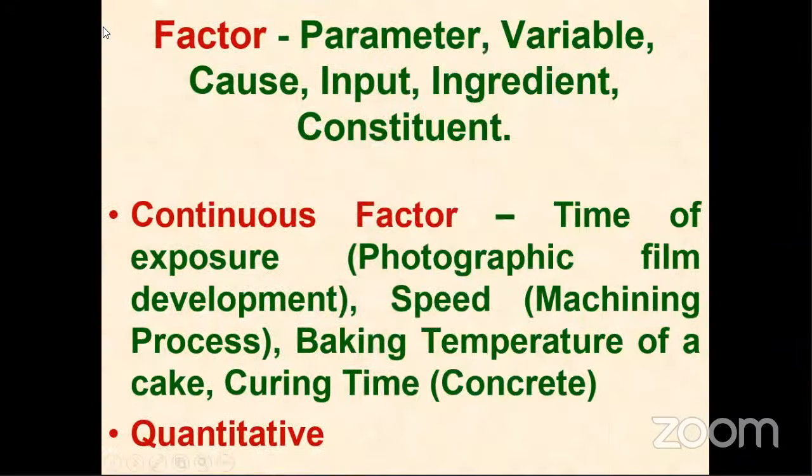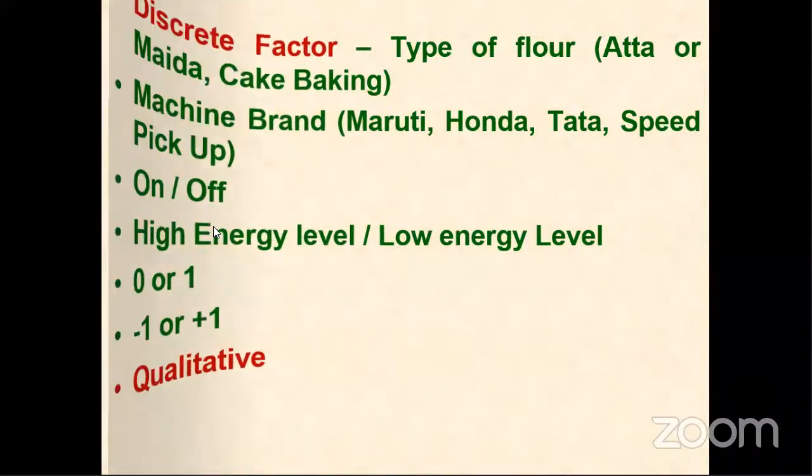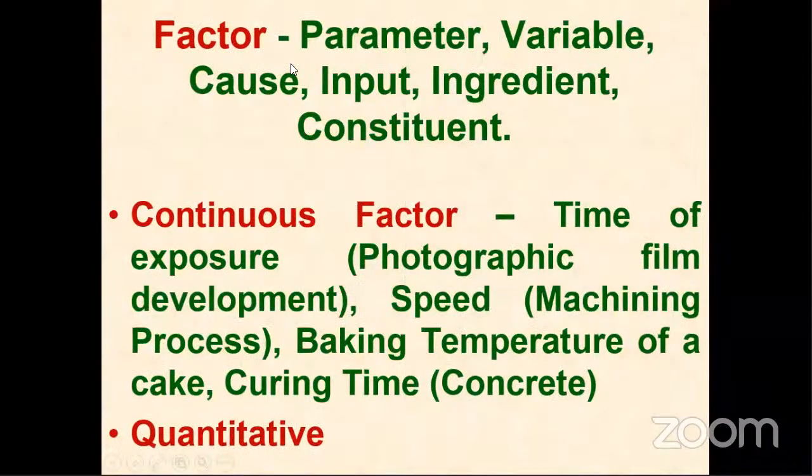Yeah. So if I say factors, levels, outputs, this is what, and then what you do is some calculations. Understanding physics is very important. A factor is a parameter, a variable, a cause, input, ingredient, constituent, whatever I call it. For making tea, what are all the input parameters I require? I require milk. Milk is a factor. I require heat. Heat is a factor. I require sugar. Sugar is a factor. I require a vessel. Vessel is a factor.